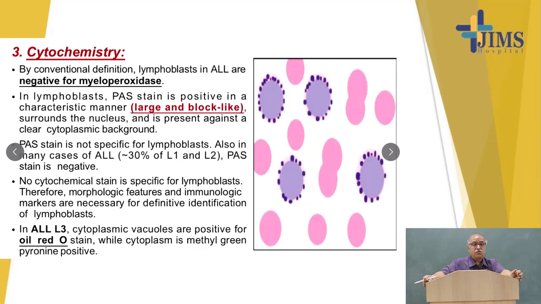So what is the solution to call a leukemia a lymphoblastic leukemia? No cytochemical stain is specific for lymphoblasts. Therefore, morphological features associated with immune markers are necessary for definitive diagnosis of lymphoblastic leukemia. In ALL L3, cytoplasmic vacuoles are positive with oil red O, with cytoplasmic methyl green pyronine positivity.